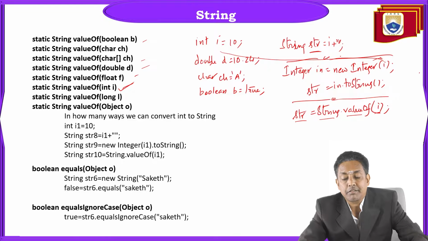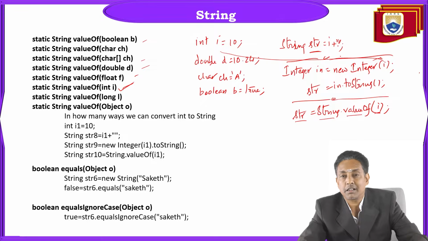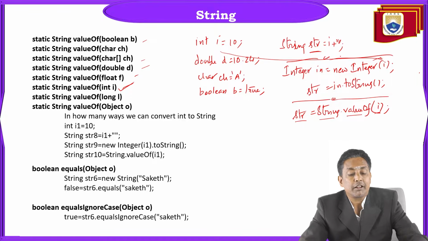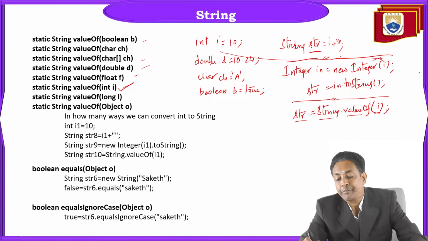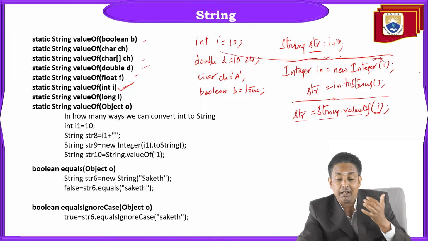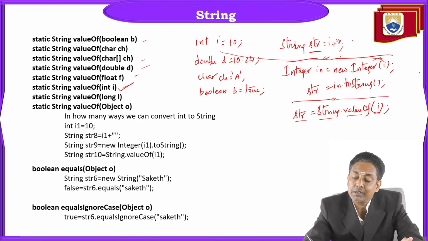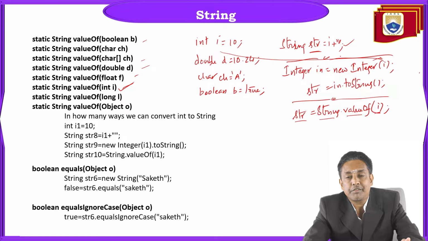So there are three ways to convert a primitive member to string. One is concatenating an empty string. The second one is wrapping the primitive value into its wrapper class and then calling that wrapper class object's toString method. And the third one is using String.valueOf. If you pass any primitive member, a string will be returned. Among these three, the easiest way to convert a primitive to string, my first priority, is concatenating with an empty string. We need not use any API, right? Just one concatenation operator and an empty string.